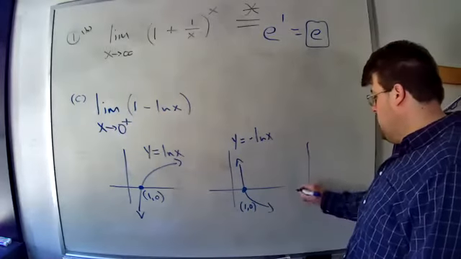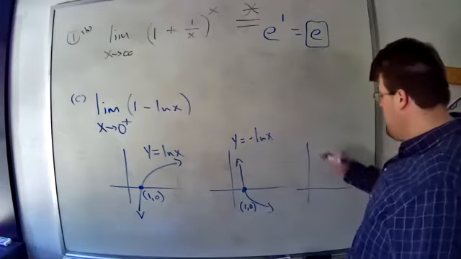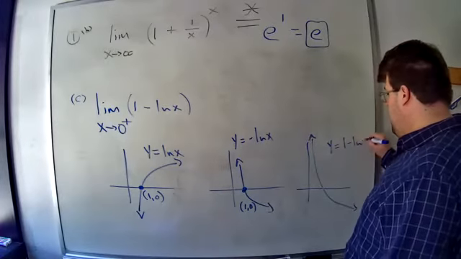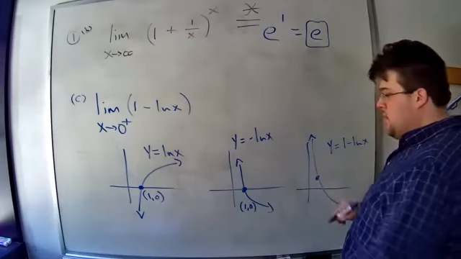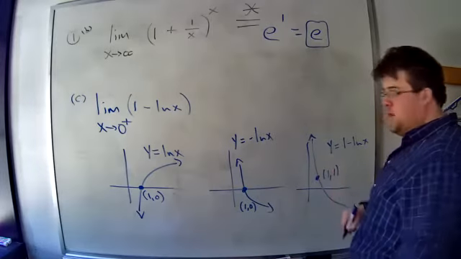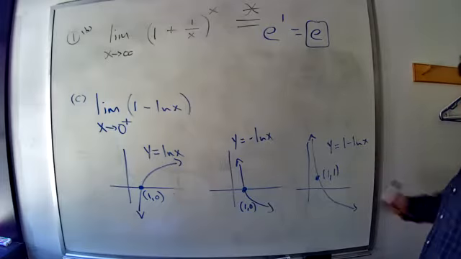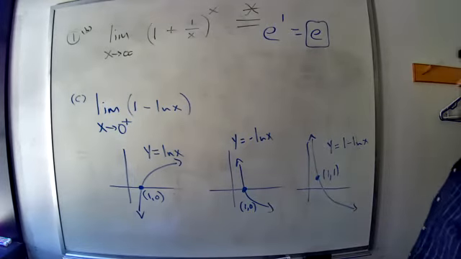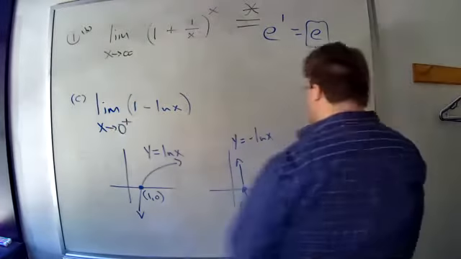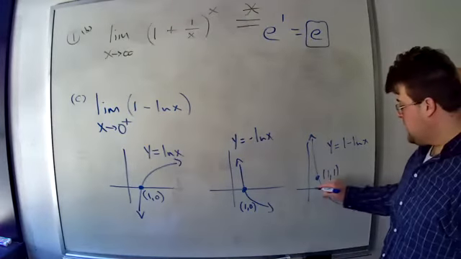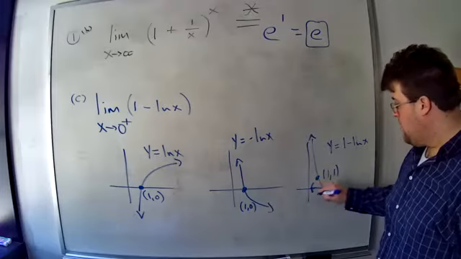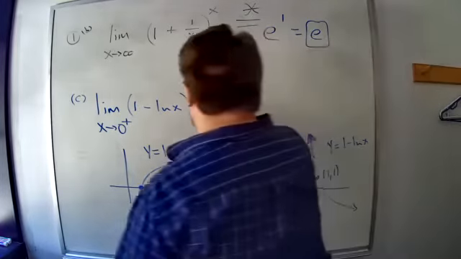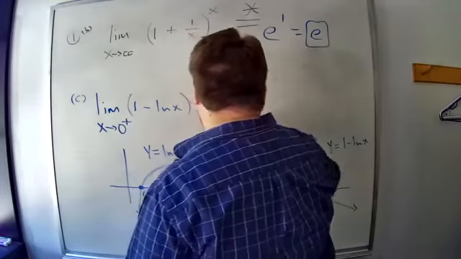So we'll add 1 to this. That causes everything to go up 1. So it'll look like this. That point 1, 0 is now, instead, up at 1, 1, which technically doesn't matter for this limit, but I like keeping track of a point. But now, with this graph, as x goes to 0 from the right, what does this function do? We're looking there. It goes up to positive infinity.